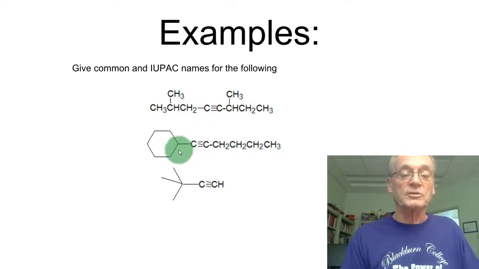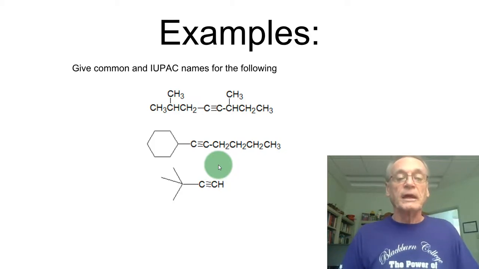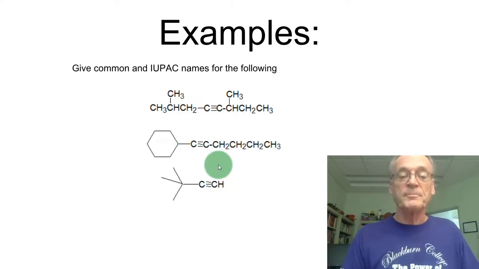This one, here's the longest chain. It has a substituent on that carbon right there. This one, here's the longest chain, has 2 substituents on that carbon right there. So with those hints, stop the video and write down the IUPAC name for each of these compounds, and while you're at it, go ahead and give the common names as well. Now we're going to go to the next slide.